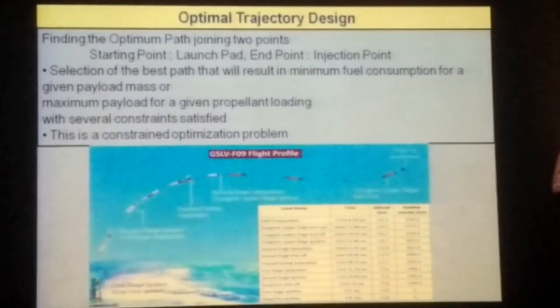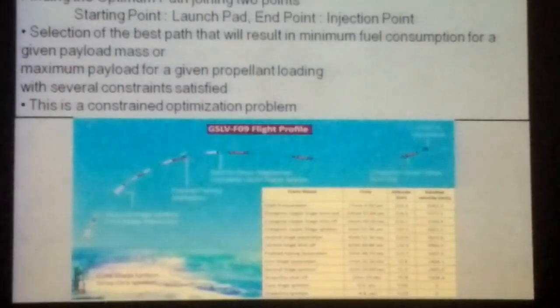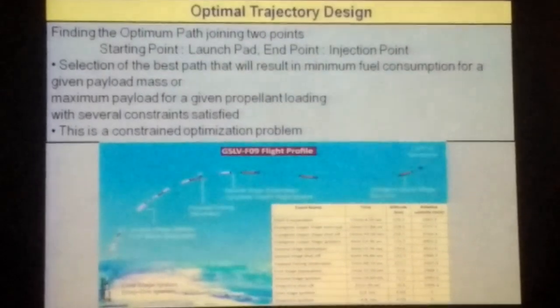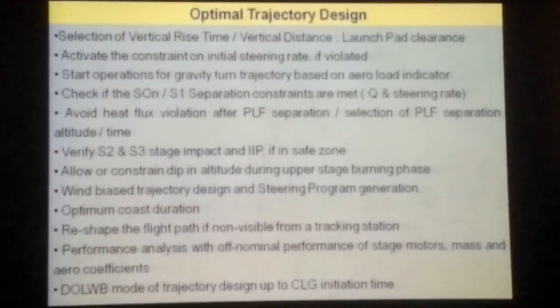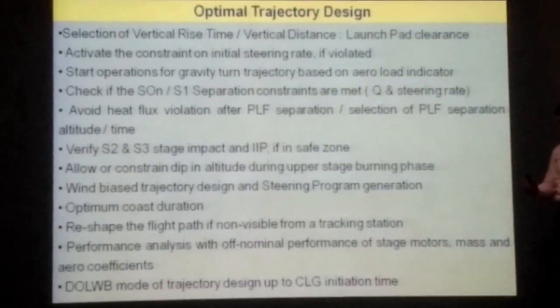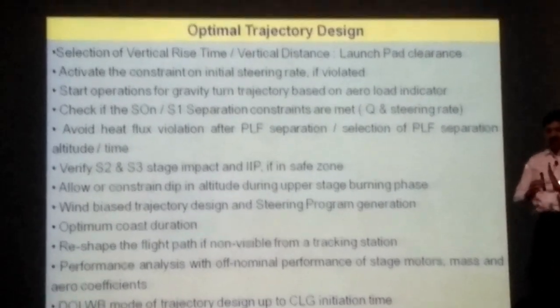So it is posed as a mathematical problem: find out various functions in space which will give the best payload. So this is the essence of trajectory design. And we have all these selections. That is, first you have some constraint, because initially you have to lift off vertically.